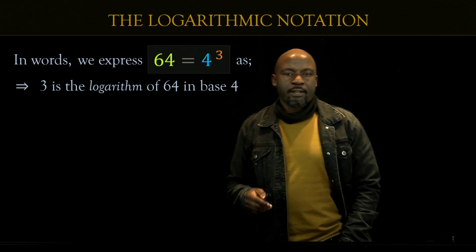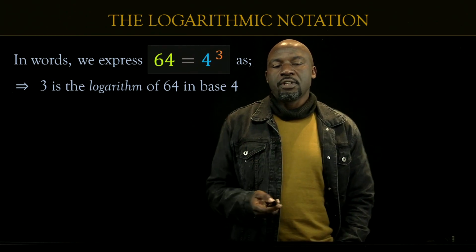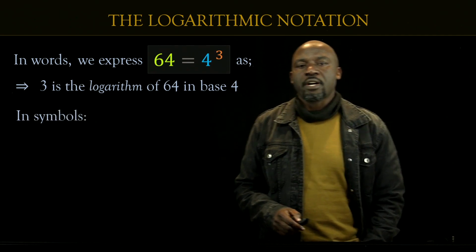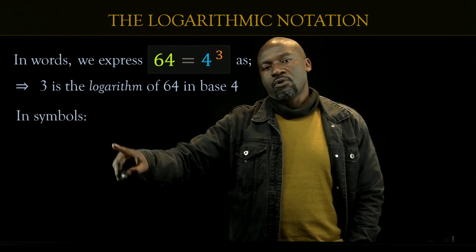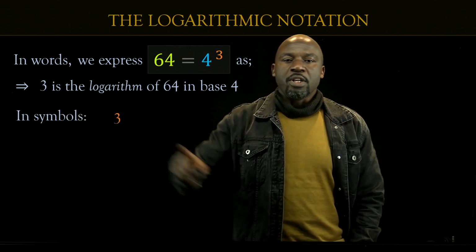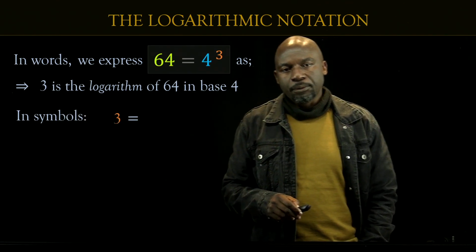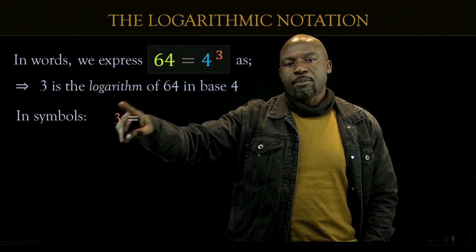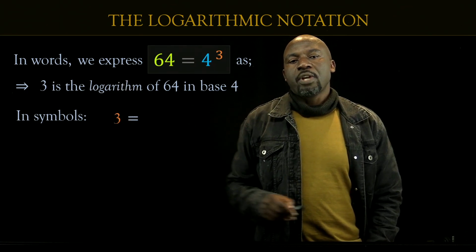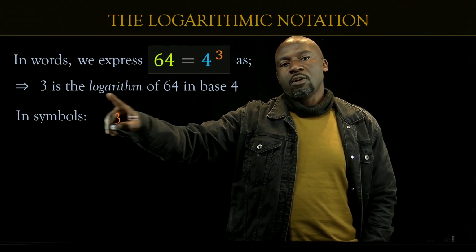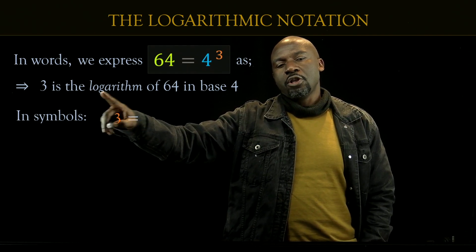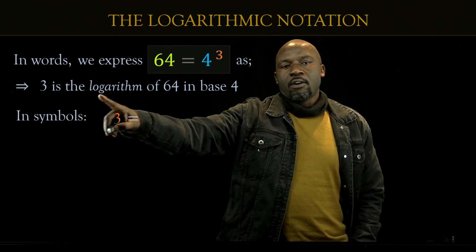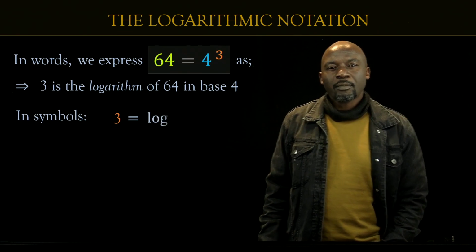Now mathematicians don't like writing sentences like this. So instead we prefer to use mathematical notation or symbols. So in symbols, how do we write this? We would write 3, is means equal sign, so 3 is equal to the logarithm of 64. But I'm not going to write the whole word logarithm, because as mathematicians we don't want to write too much. So we can shorten it and, instead of logarithm, use the first 3 letters, log, 64.